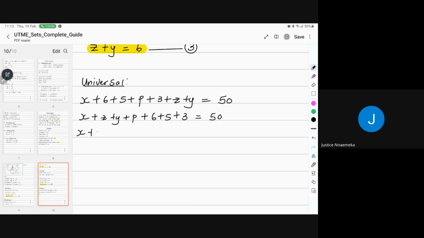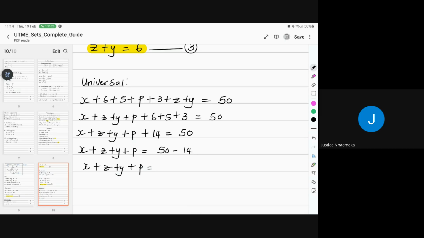So I have x plus z plus y plus p. 6 plus 5 is 11. 11 plus 3 is 14. So x plus z plus y plus p is equal to 50 minus 14. 50 minus 10 is 40. 40 minus 4 gives us 36.